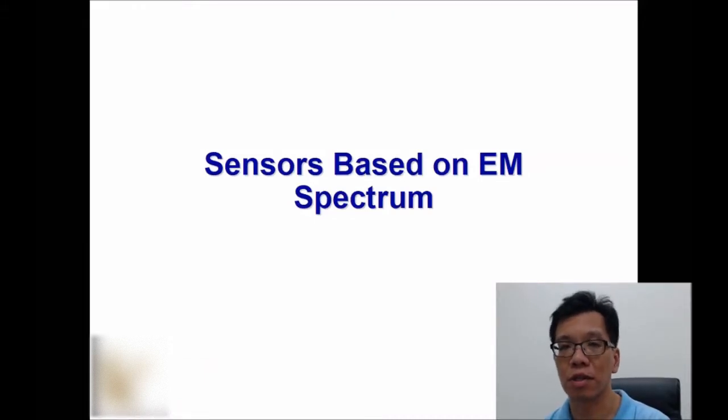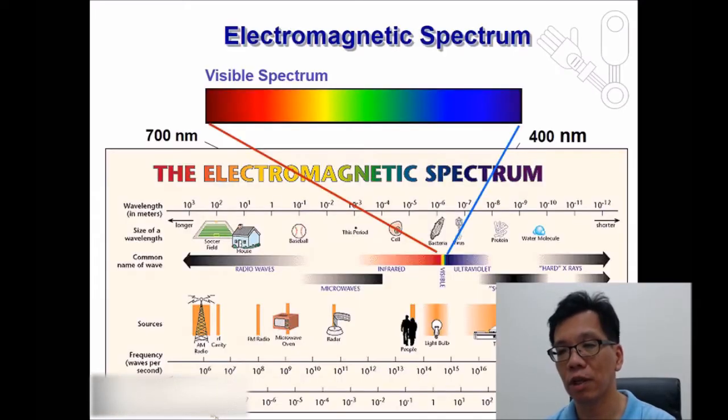Electromagnetic sensors are just like our eyes. They're more like optical sensors, and we're going to talk about some applications and some sensors to detect our environment. So the first thing we need to know is what an electromagnetic sensor is.